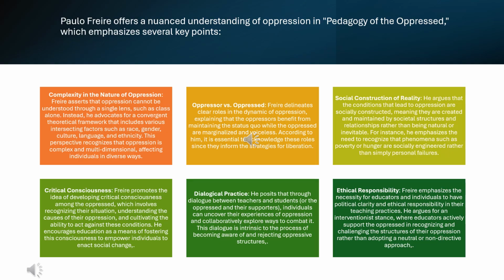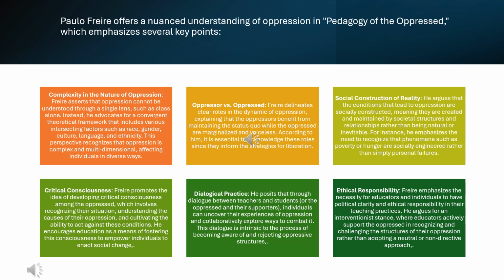Okay, so we've looked at the different key terms that Freire uses, and now we're going to look at the nuanced understanding of oppression in Pedagogy of the Oppressed. And there's several key points that I'm going to highlight today. One of them is complexity in the nature of oppression. So Freire asserts that oppression can't be understood through a single lens, such as class alone. So there's an element of intersectionality in this, because there's so many different protected characteristics that you could consider here that could cause oppression in the classroom.